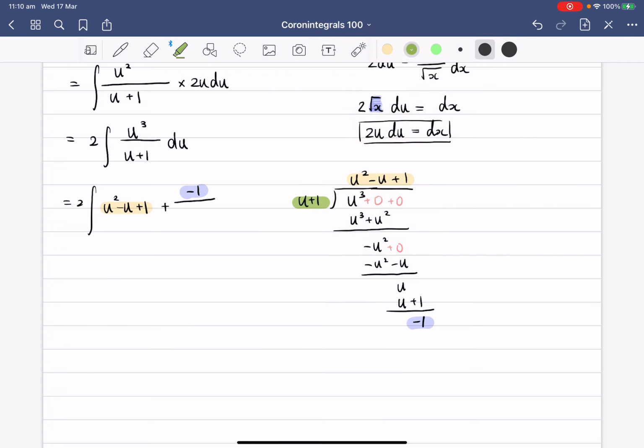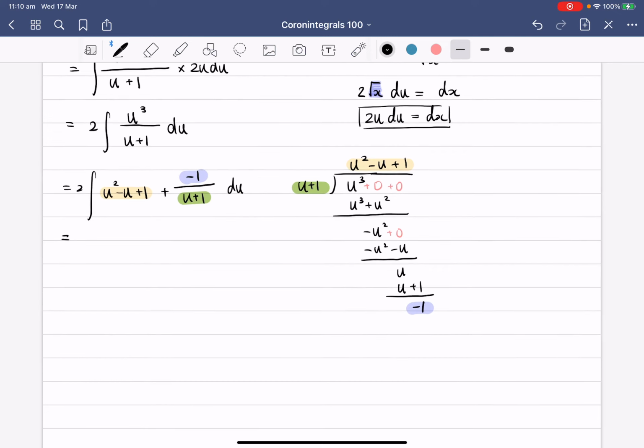just this one, u plus 1. So we're going to write u plus 1 here, u plus 1. So hopefully you understand the relationship between the divisor, the dividend, the quotient, and the remainder here. All right, so that gives you du. All right, so now it's much easier to integrate this now, okay?